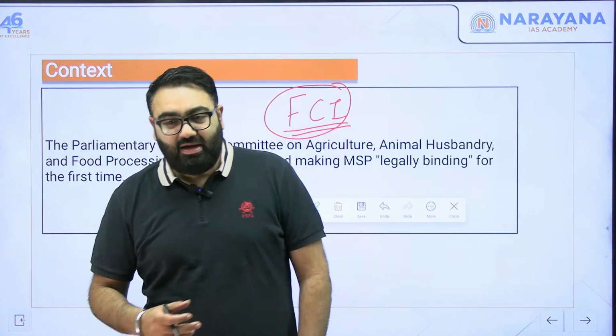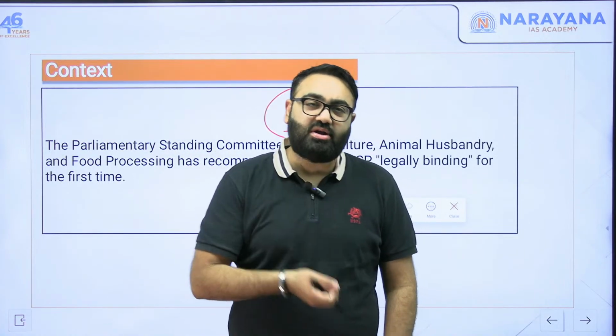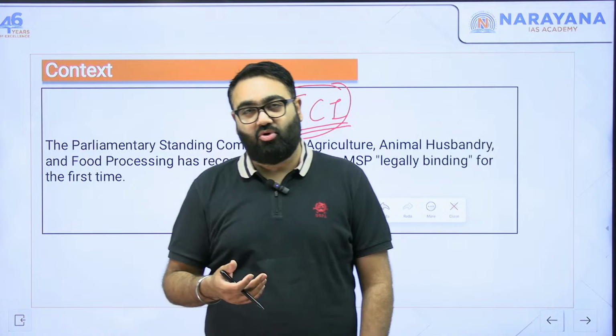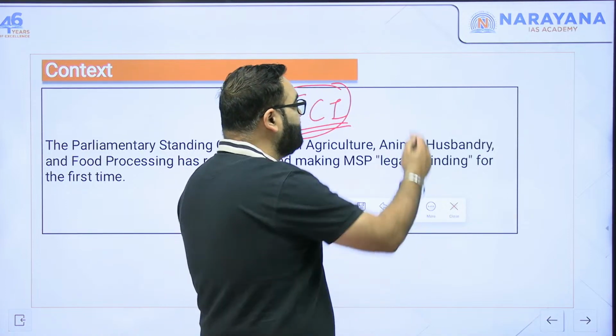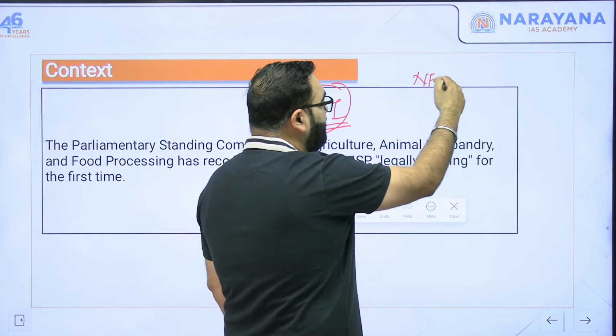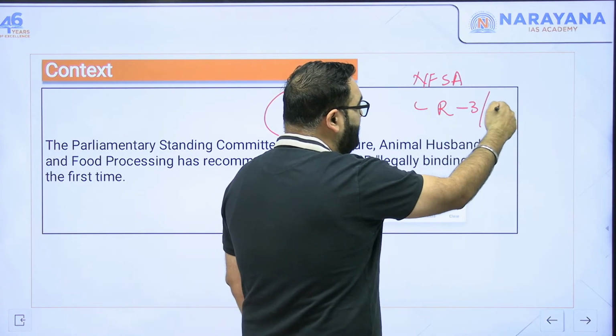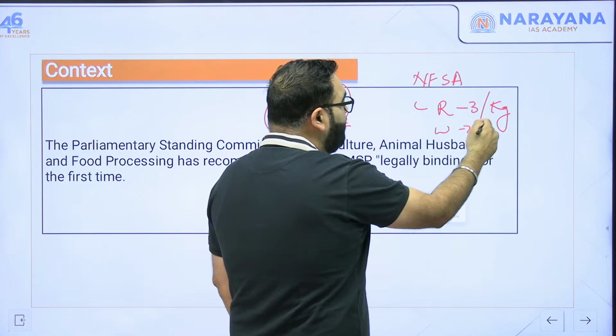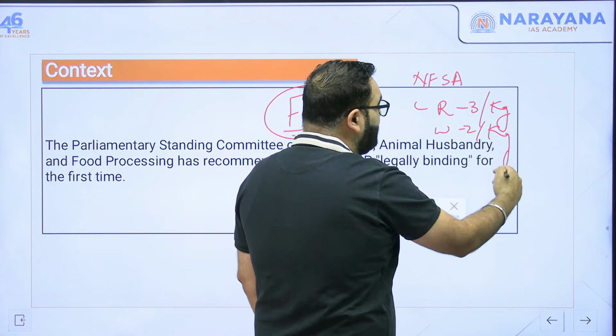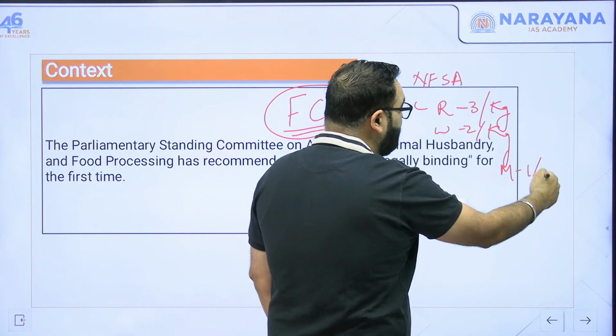Now, what the government does with it is, as you know, the government runs a lot of welfare programs. For example, we have something called the National Food Security Act, under which rice is offered at 3 rupees per kg, wheat is offered at 2 rupees per kg, and other coarse grains including millet are offered at 1 rupee per kg.